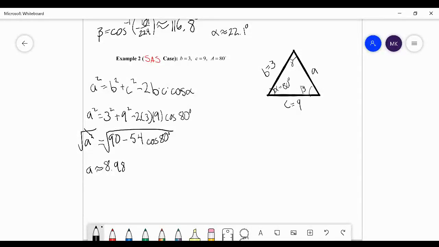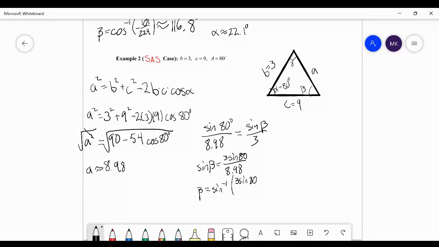All right. Now from here, just as we did before, we can just use our law of sines because now we know a. And so we can say that sine of 80 degrees over 8.98 is equal to, let's say sine of beta over 3. So we get sine of beta equals 3 sine of 80 over 8.98. Beta equals inverse sine 3 sine of 80. That was terrible. I hate that.